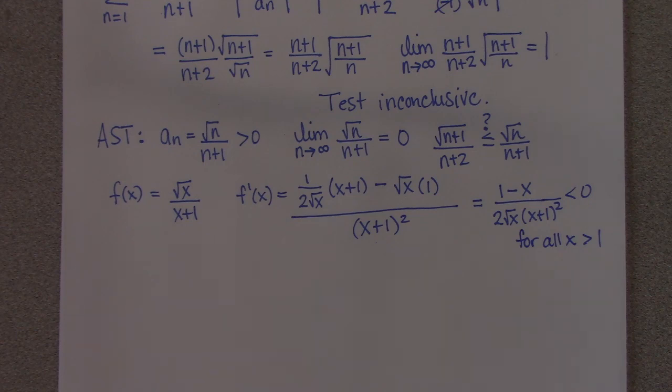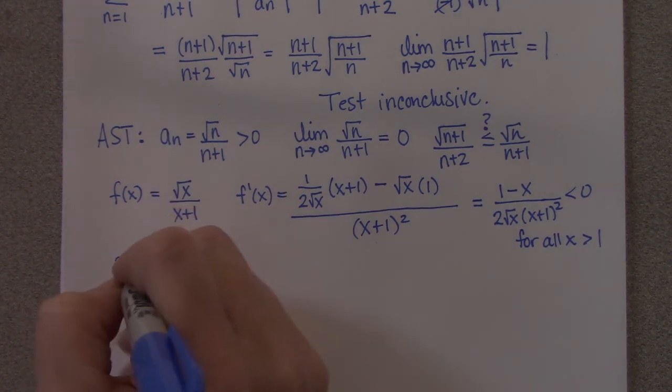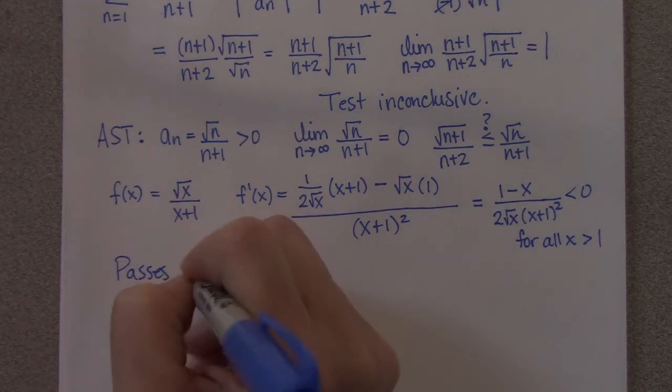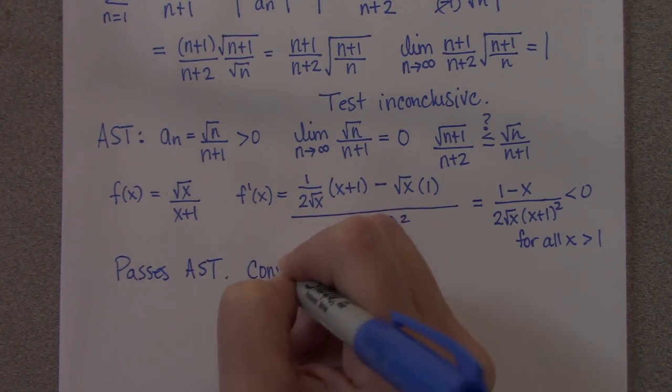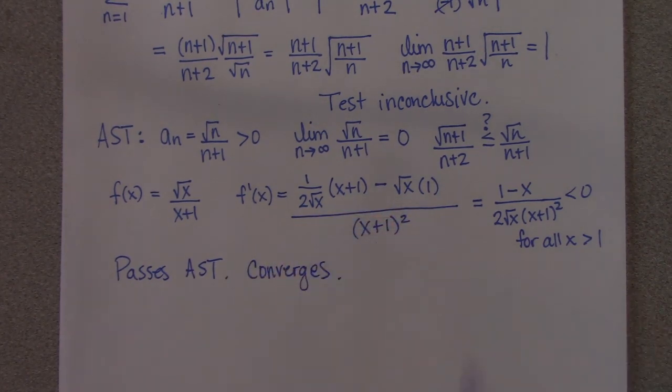So what did we say when the first derivative was negative about the function? It's decreasing. So that's what we wanted. So if it's decreasing, this thing passes the alternating series test and it converges.